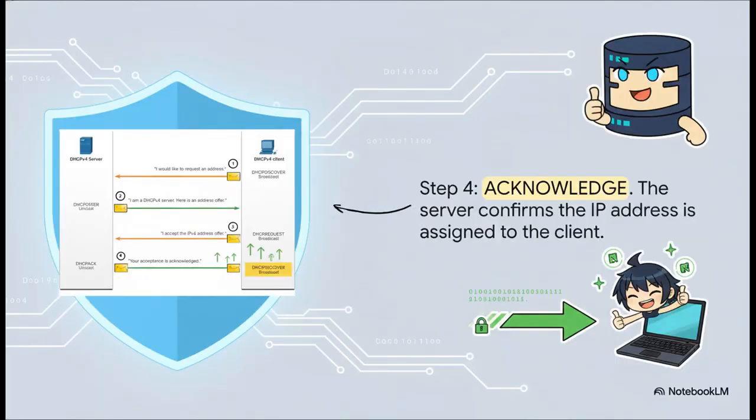And for the final step, the server that made the original offer sends one last message straight to your device. This is the acknowledgement, or ACK for short. It's the final handshake. It says, "Awesome, it's all yours. That IP address is officially assigned to you. Welcome aboard." And just like that, in a fraction of a second, your device is online.